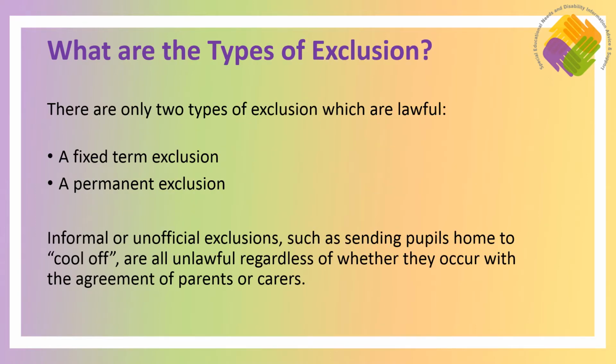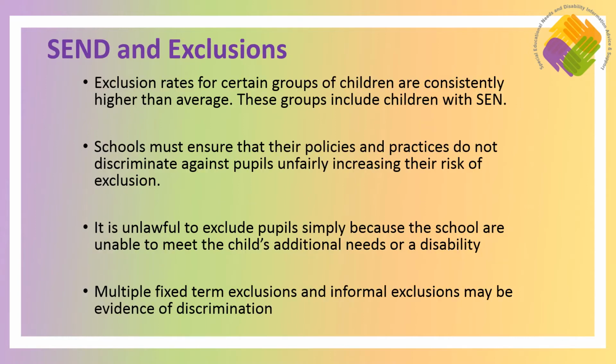What are the types of exclusion? There are only two types of exclusion which are lawful. A fixed term exclusion, for a period of time, or a permanent exclusion, which as the name suggests, is where the young person or child is basically permanently excluded from that establishment. It's important to remember as well, informal or unofficial exclusions, such as sending pupils home to cool off, are unlawful regardless of whether they occur with the agreement of parents or carers.